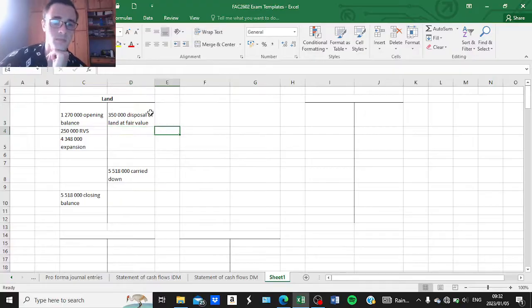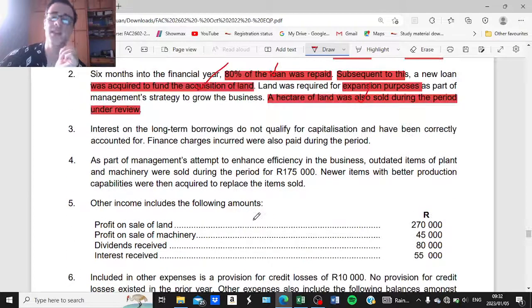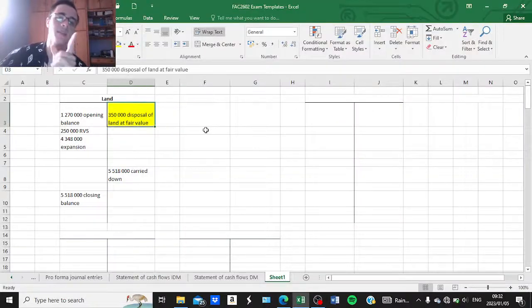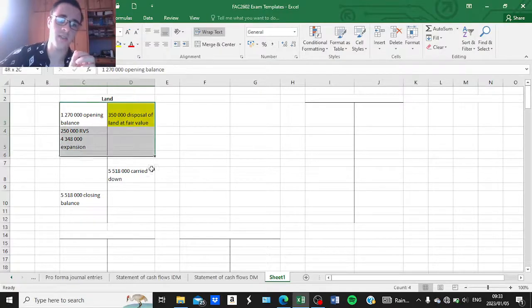All right. Let me just see if a profit was made. There was indeed a profit. Remember, this is a disposal at fair value. It's not necessarily the value of the proceeds. We actually need to calculate the cash flow that occurred during that transaction, right? So the disposal at fair value, or let's say the carrying value of the land that was sold, was 350,000.